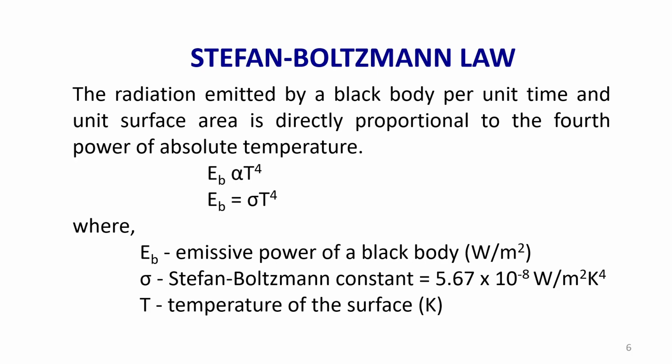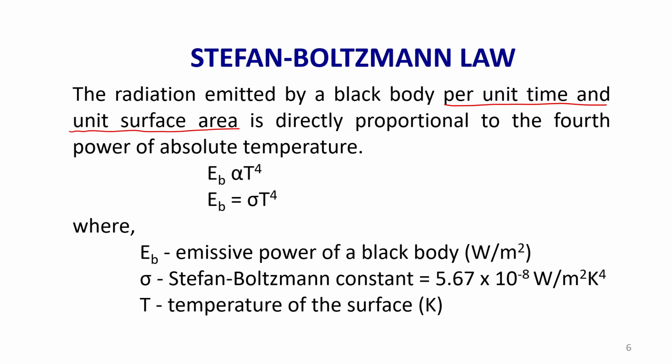Now, coming to the governing law for the radiation, which is the Stefan-Boltzmann law. It is the radiation emitted by a black body per unit time and per unit surface area. This is very important, per unit time and unit surface area. It is directly proportional to the 4th power of the absolute temperature, T power 4. So, here temperature should be substituted in Kelvin, not in degree centigrade. It is T into T into T into T, that is 4 times.